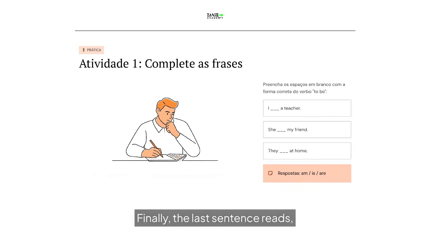Finally, the last sentence reads, "They watch at home." This involves the plural subject, they. What do you think is the right choice? Yes, you would use are for this sentence. Take a moment to think about how these forms connect to the examples we've discussed in previous slides.